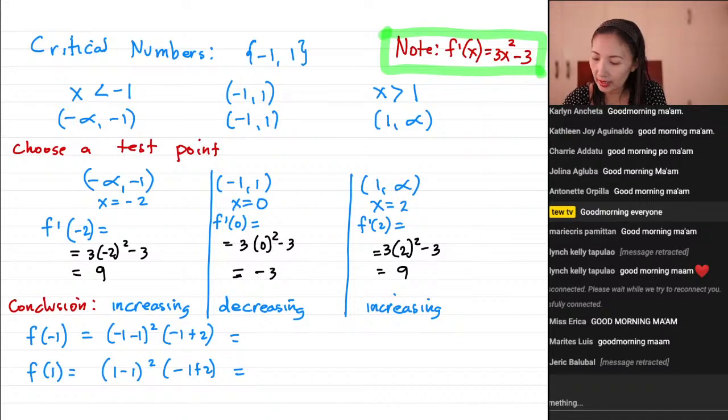This one is negative 2 squared, so positive 4, correct? And f of 1 is 0. So, therefore, this is the local max, and this one is the local min.